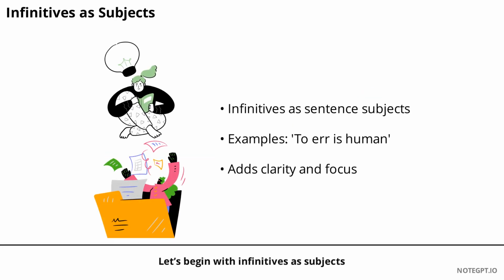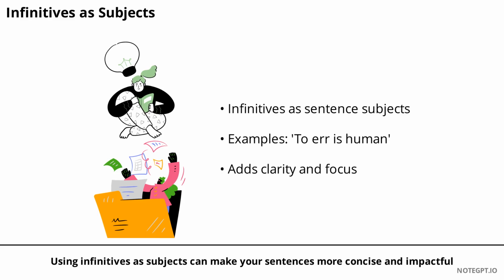Let's begin with infinitives as subjects. When an infinitive or an infinitive phrase acts as the subject, it performs or controls the action of the verb. For example, in the sentence, "To err is human, to forgive is divine." Both "to err" and "to forgive" are subjects. Another example, "To study mathematics at Harvard was her ultimate dream." Here, the entire phrase "to study mathematics at Harvard" is the subject.